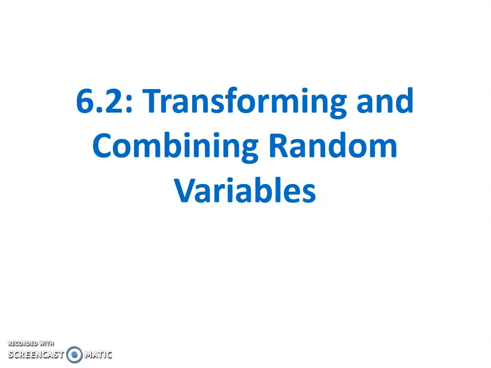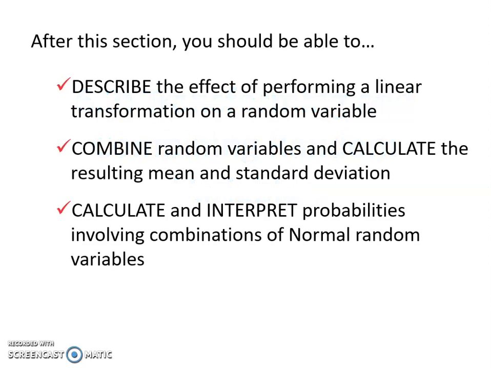Hey everyone, we are starting our second section of chapter 6. This section is all about transforming and combining random variables. By the end of this lesson, you should be able to describe the effect of performing a linear transformation on a random variable. You should also be able to combine random variables and calculate the resulting mean and standard deviation. And finally, you should be able to calculate and interpret probabilities involving combinations of normal random variables.